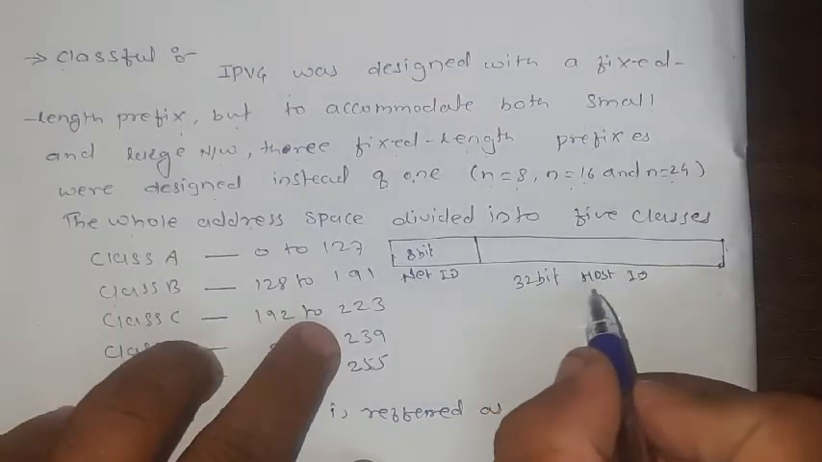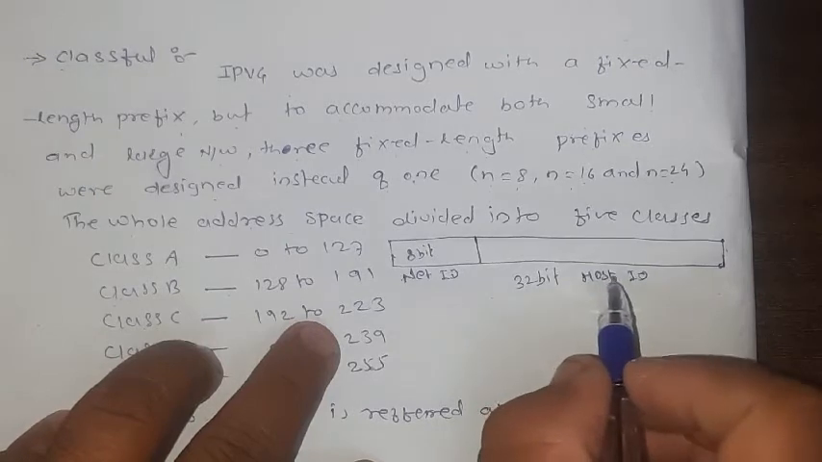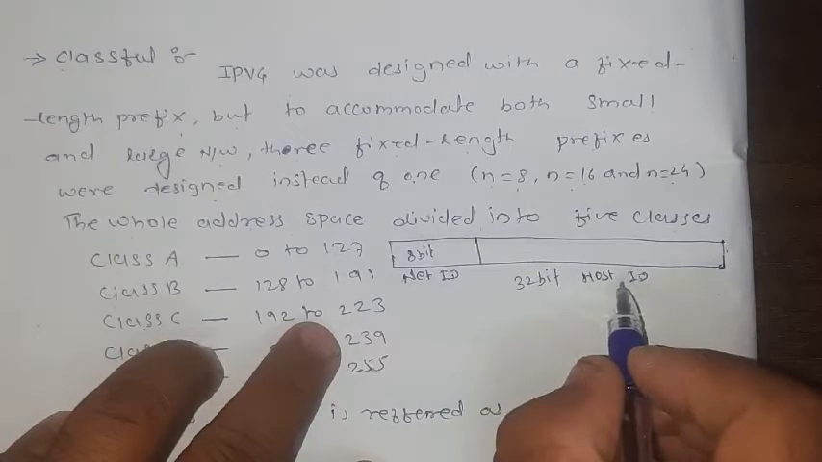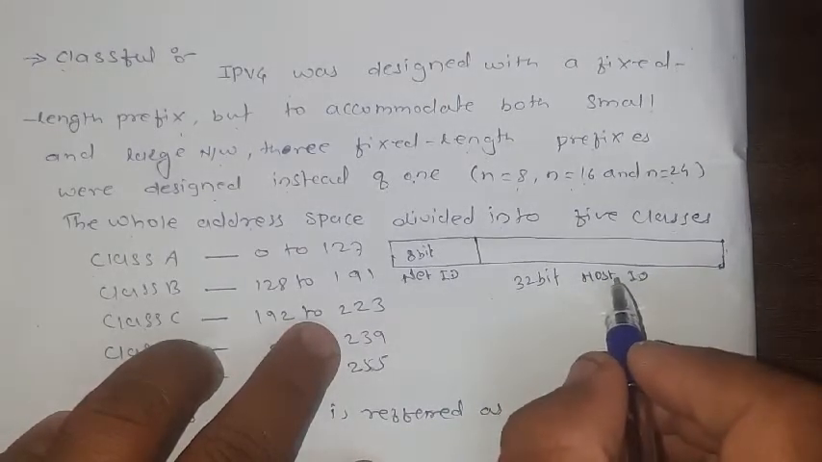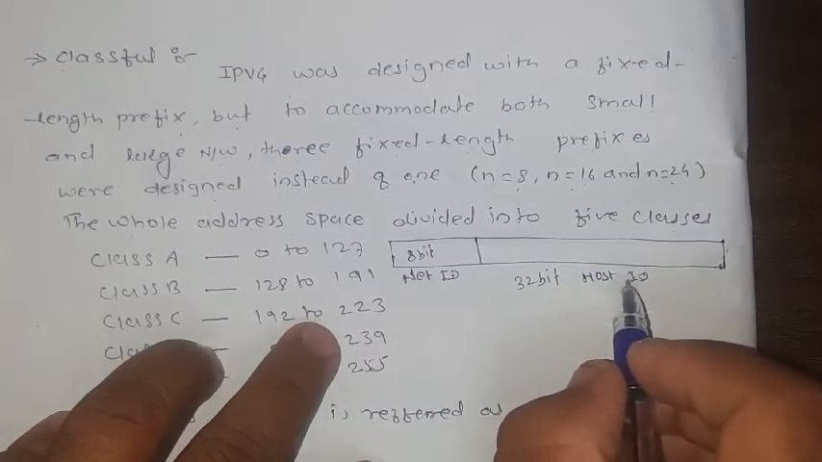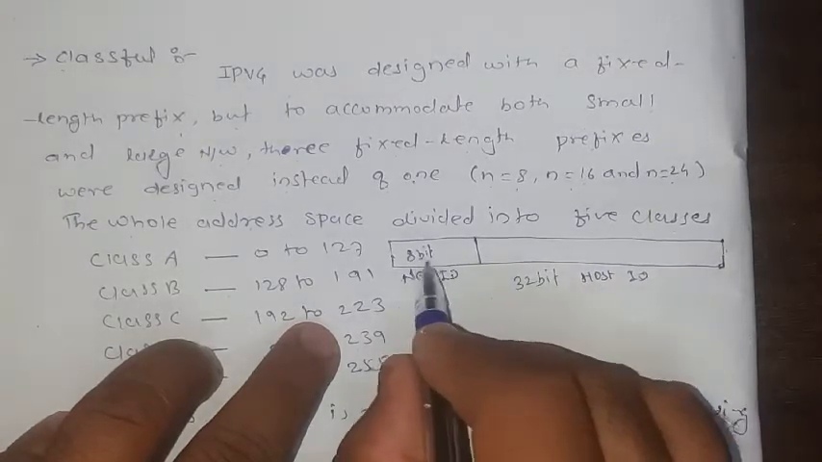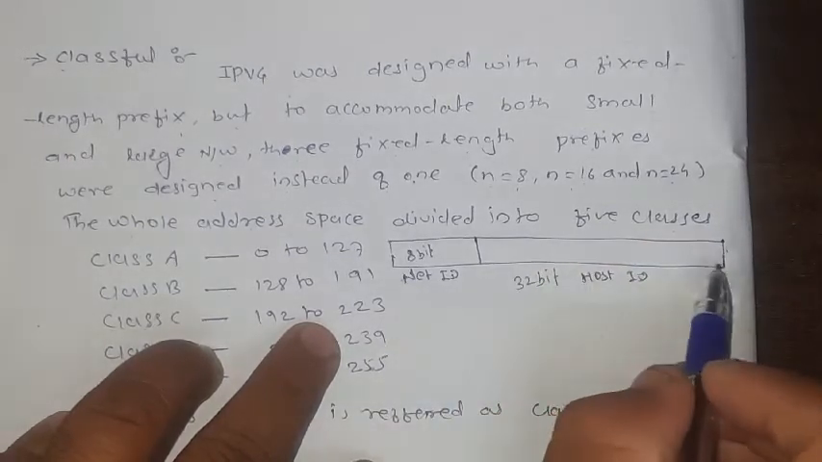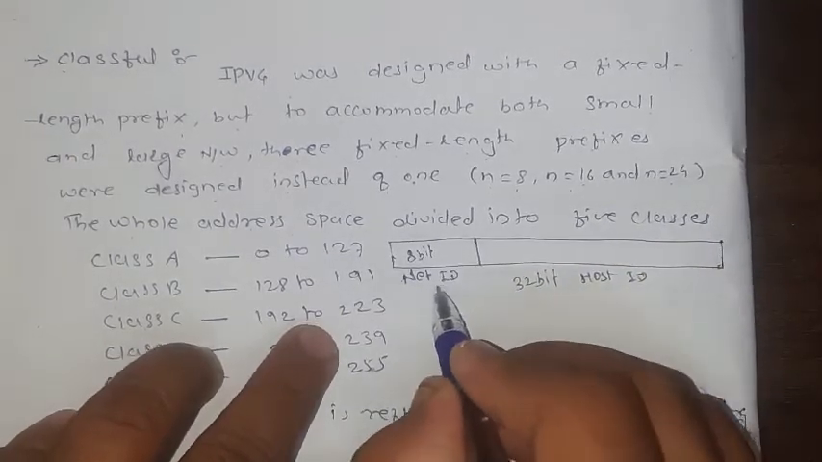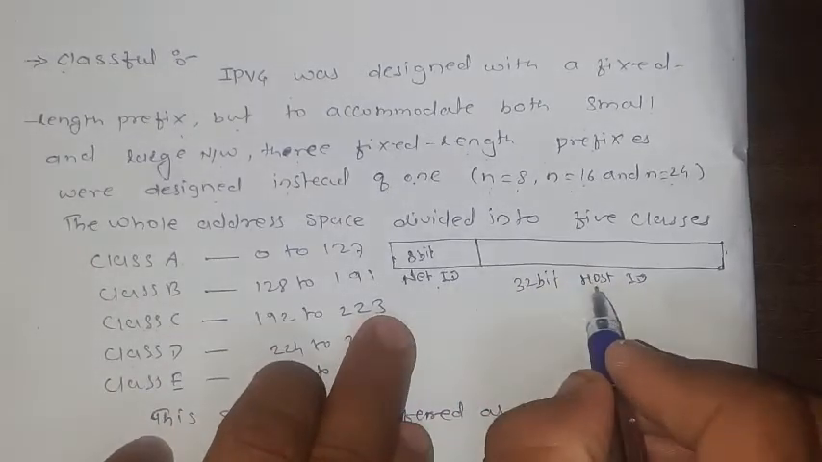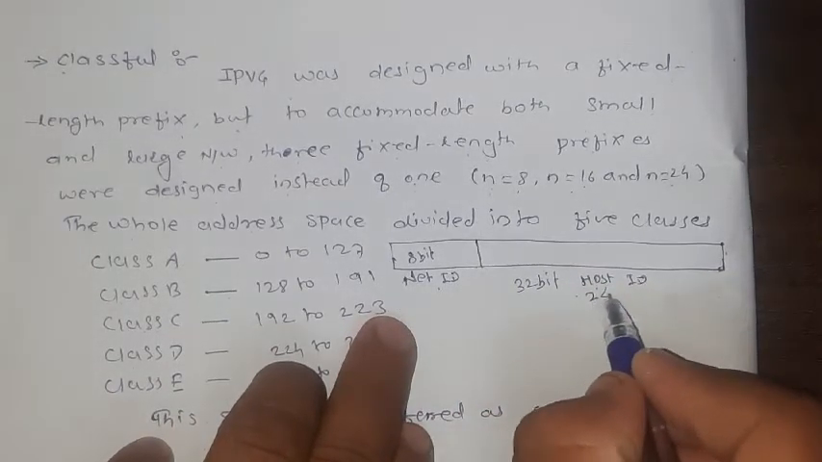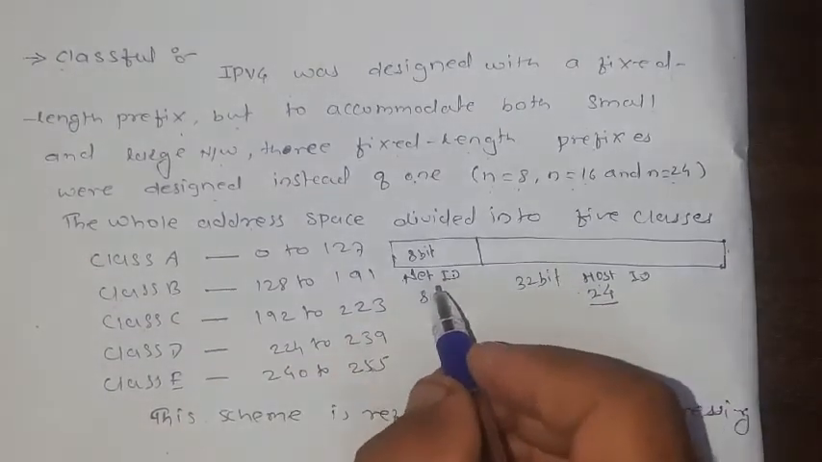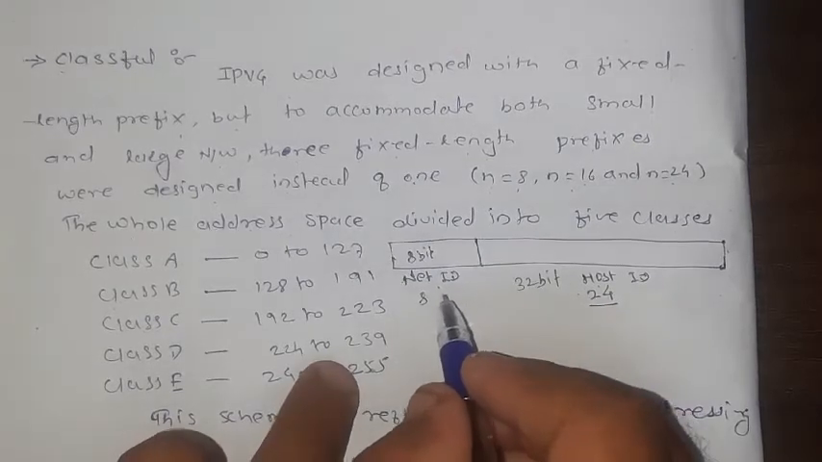I would like to clarify: in my previous video, when I was demonstrating the separation of net ID and host ID, by mistake I wrote host ID and net ID in the wrong places. Actually, in this 32-bit separation, the first 8 bits are for net ID and the rest of the 24 bits are for host ID. Please make it clear.